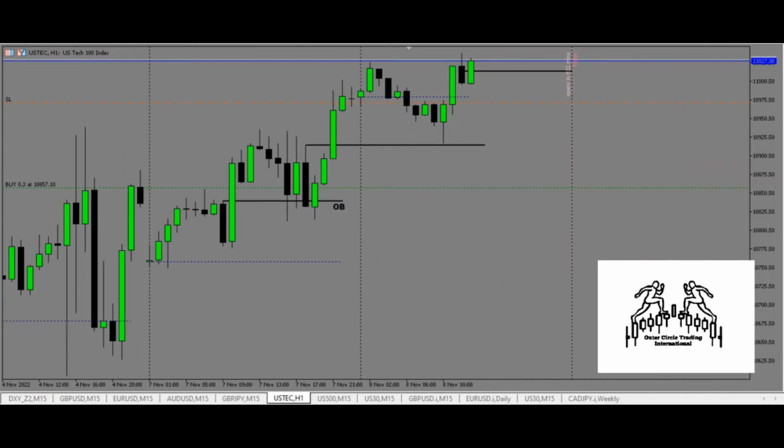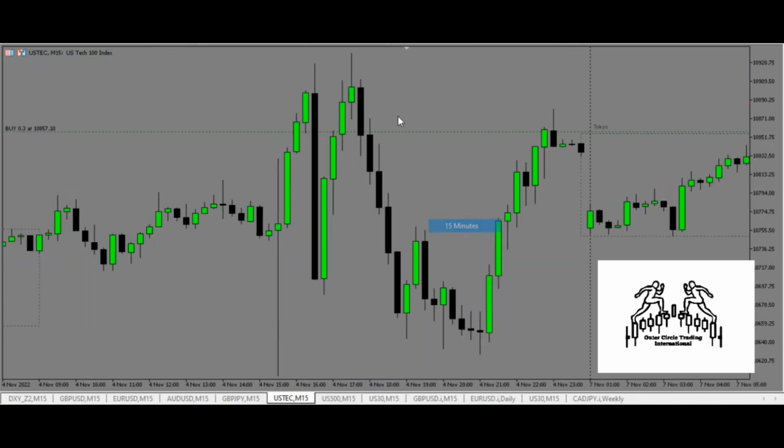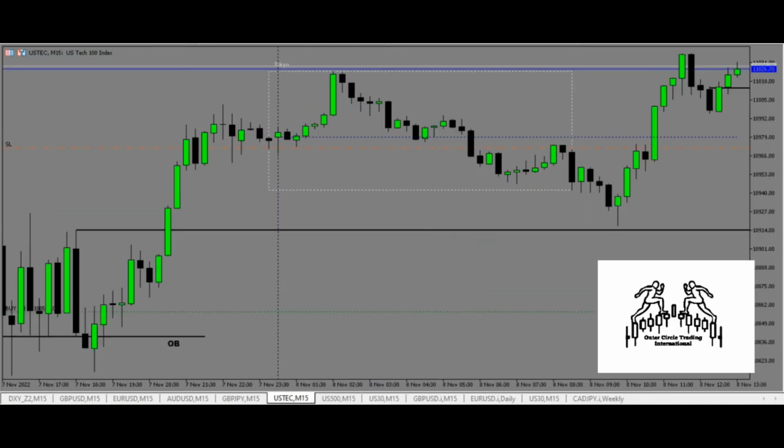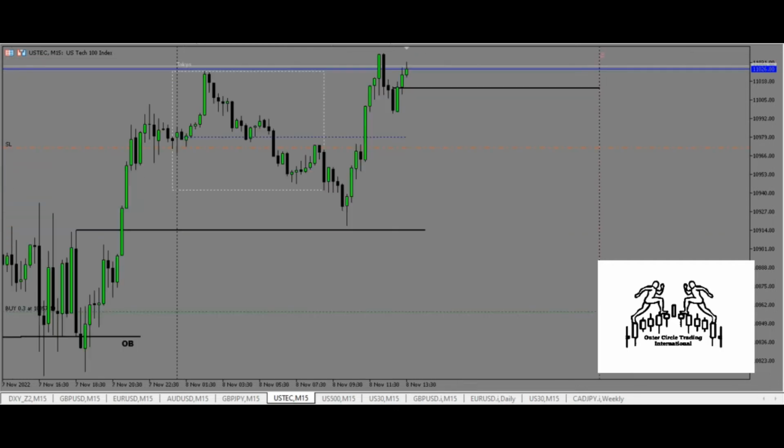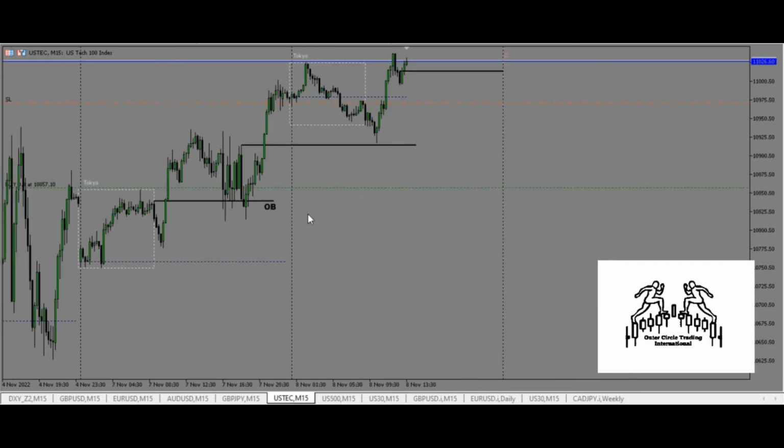So price on the New York session open. This is the New York session. There's a pullback, and then bam, and then expansion, continuation of the move. So this is how easy it is, power trade. As you can see, I just took the trade here, and then I didn't take a trade now.